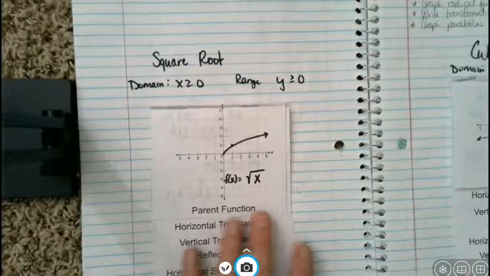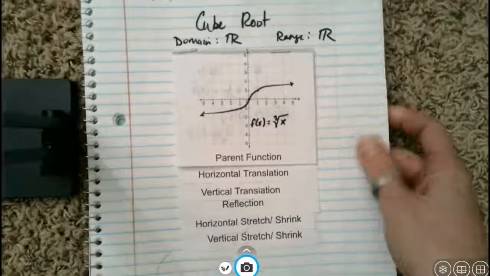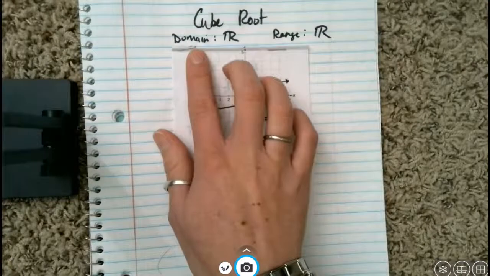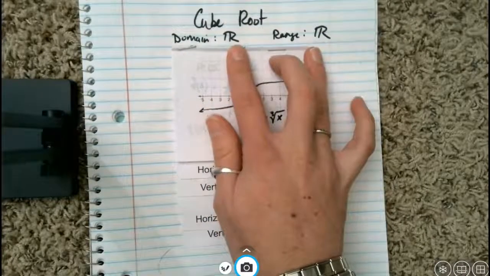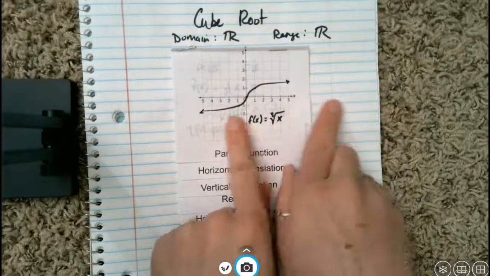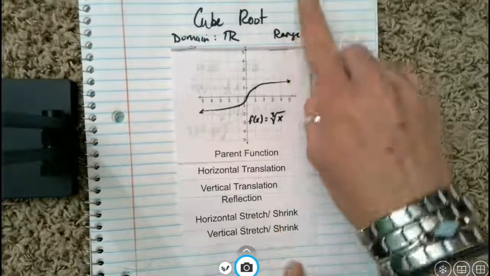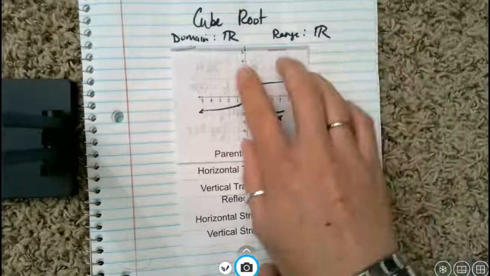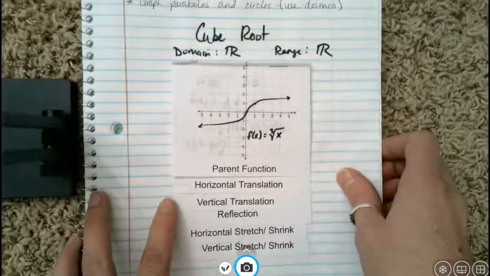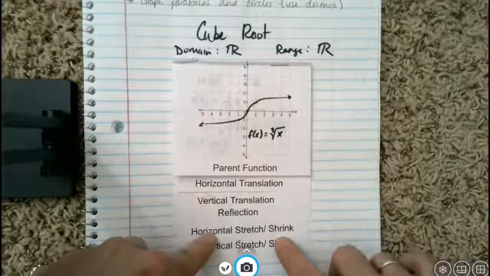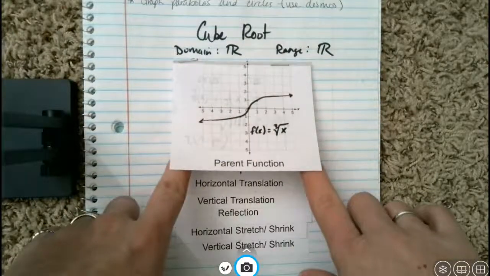The other function that we're dealing with in this chapter is the cube root. So I'm taking the cube root of x. For the cube root of x, my domain and range is all real numbers, because you can see it goes on in both directions, left and right forever, and up and down forever as well. So that's what the parent function looks like. And then we're going to do these same transformations to the cube root function.